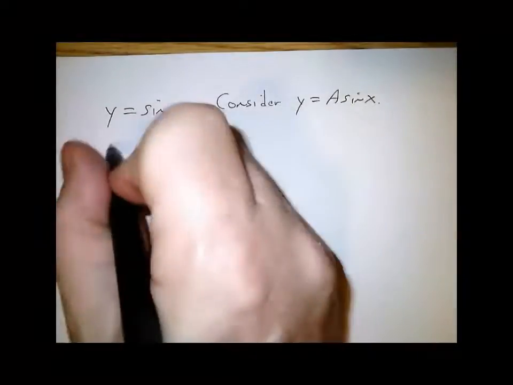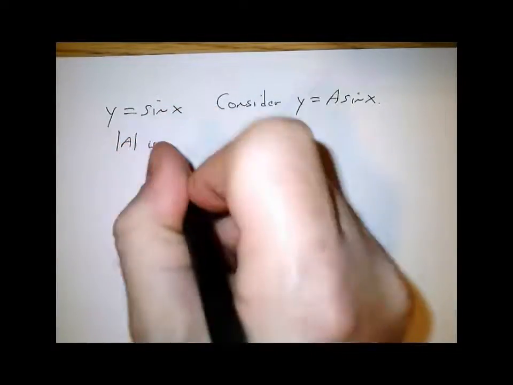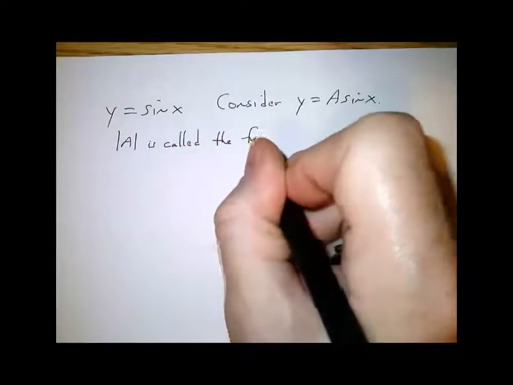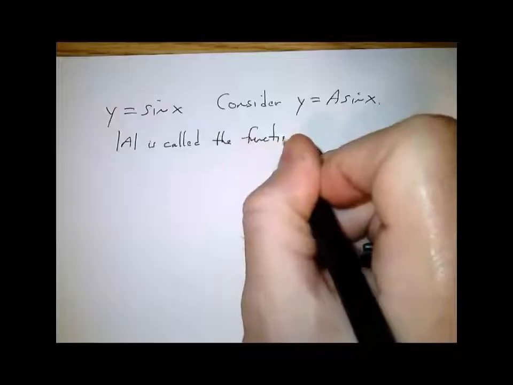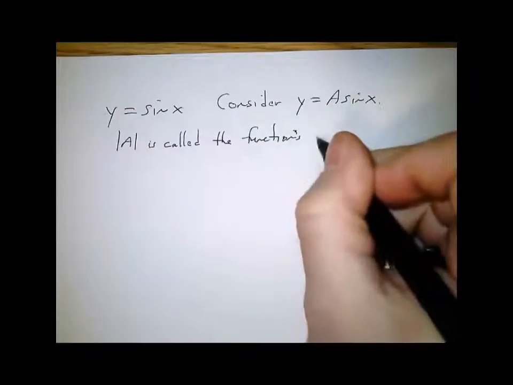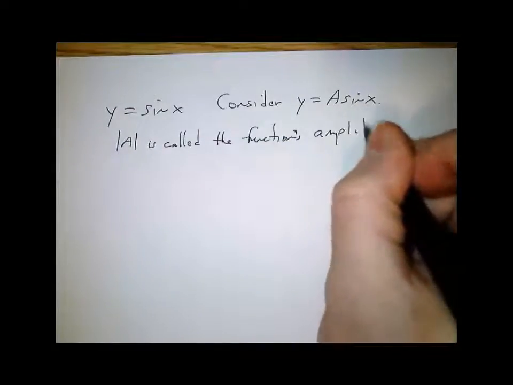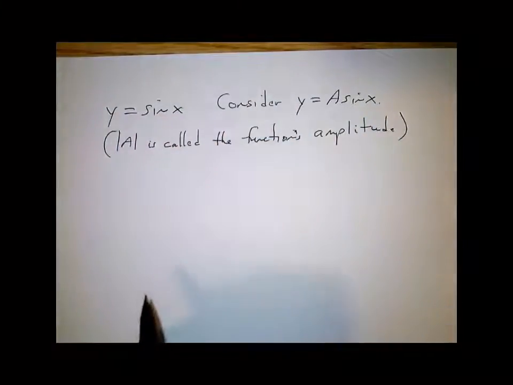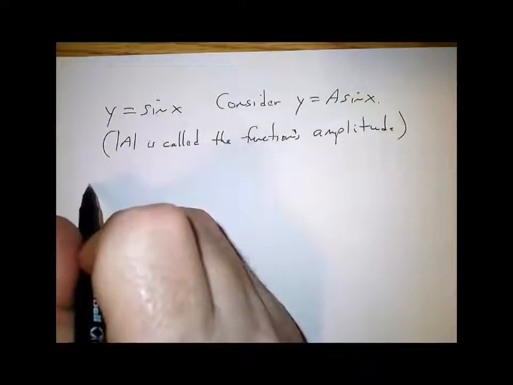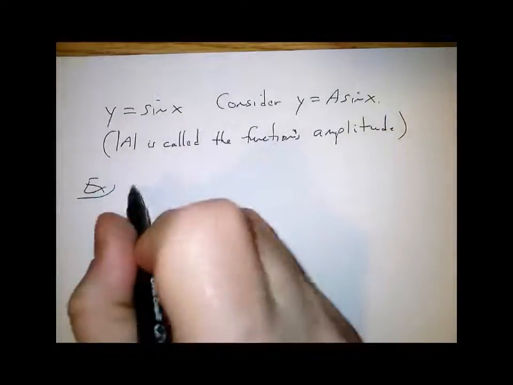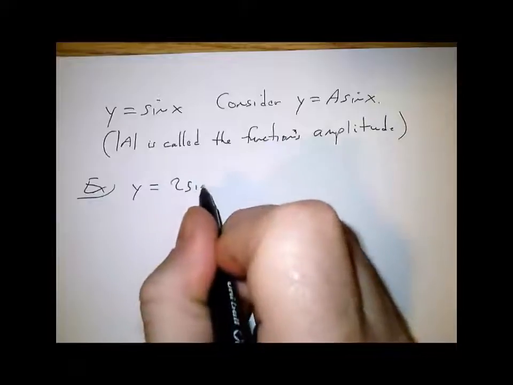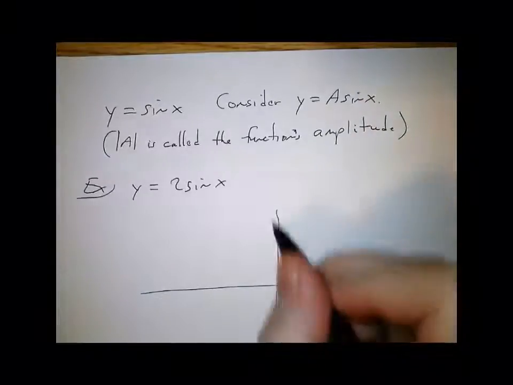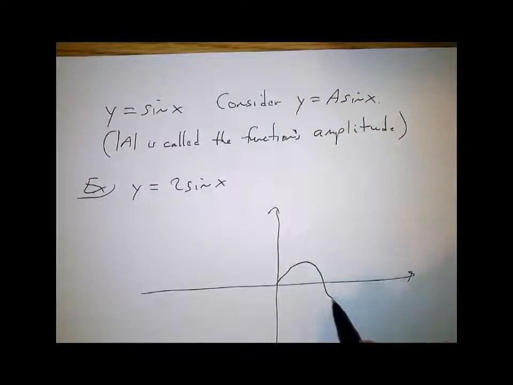And the absolute value of a is called the function's amplitude. Okay, so this is fairly straightforward. If I have y equals 2 sine of x, and I start with my graph just of sine. Okay, so here's my graph of sine.